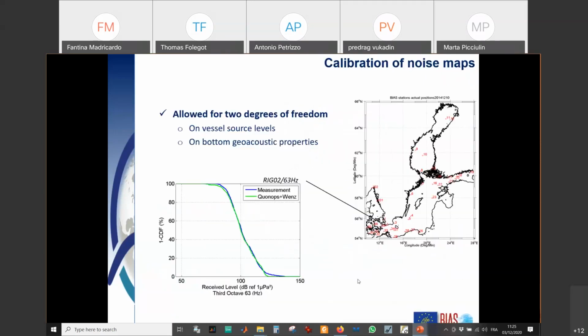So we did that at the regional scale. And in the BIAS project, we applied it, and the calibration was done. Here is one example of something that worked very well, because we had a very good agreement between the measurement and the prediction, apart maybe from the very low percentiles, which are not necessarily representative because those are very rare events.